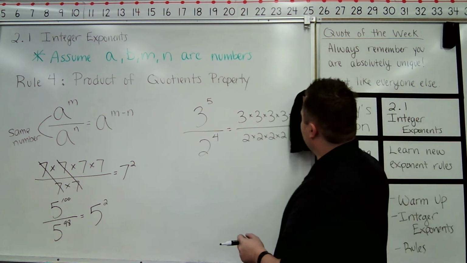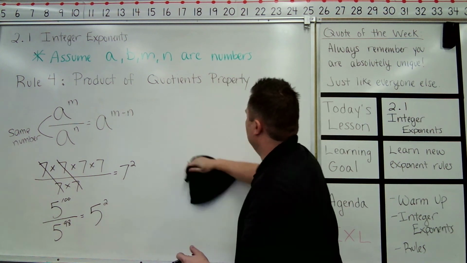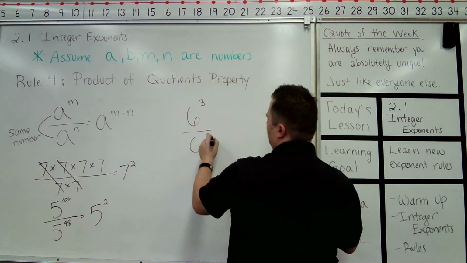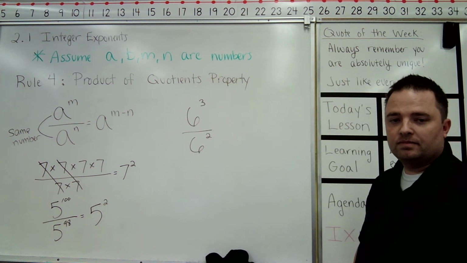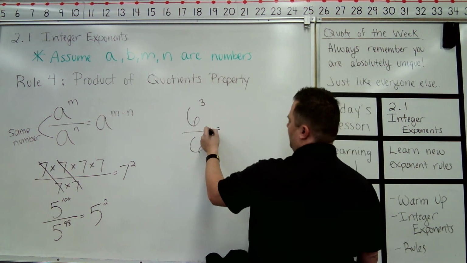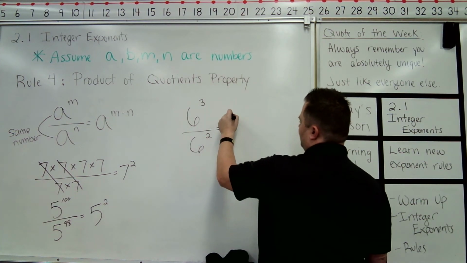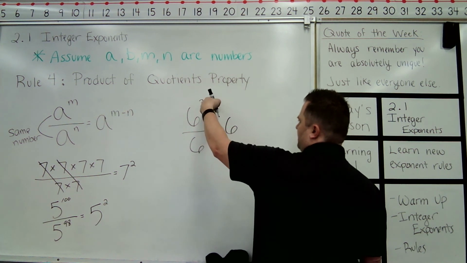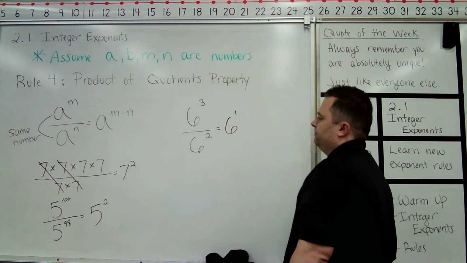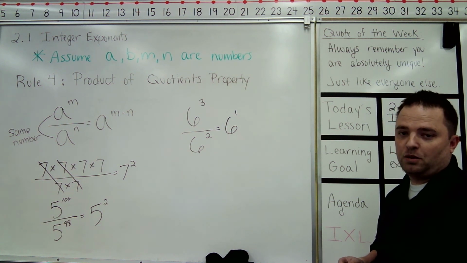However, if these bases are the same, hypothetically, 6 to the third over 6 squared, now I'm in business. The bases are the same. In a division problem with exponents involved, I can rewrite them. 6 to the third over 6 squared, according to my property, is the same base, which is 6, to the m, which is the top one, minus the bottom one, which is n. 3 minus 2 is 1. And that's a much easier problem I'd like to solve.